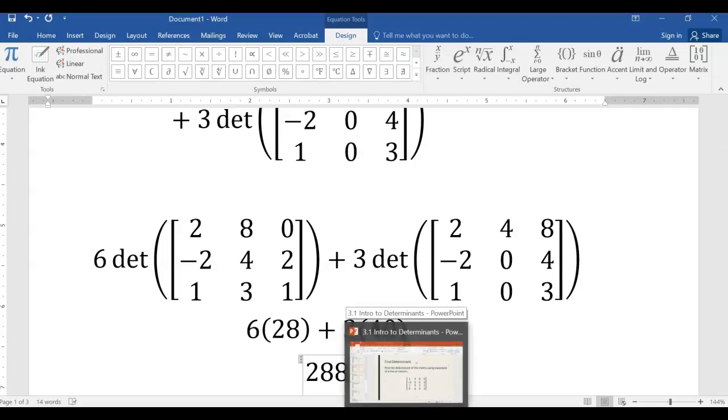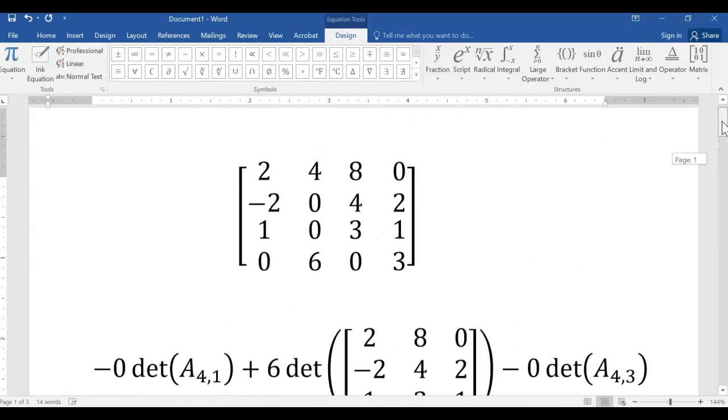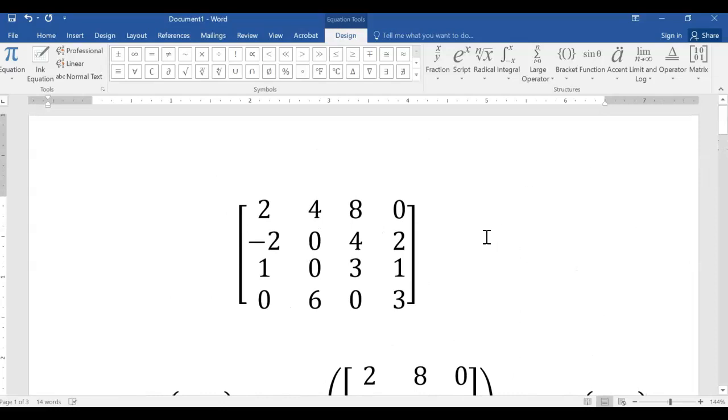Now, a couple things I want to mention before I move on. First off, if I were going to ask you to do this on a test, I probably wouldn't go all the way out to the 4 by 4 case. I'd probably do a 3 by 3 case and ask you to expand using one of the rows or one of the columns. But I will ask you to do this by hand at least once on the test. But I do want to say we got 288.